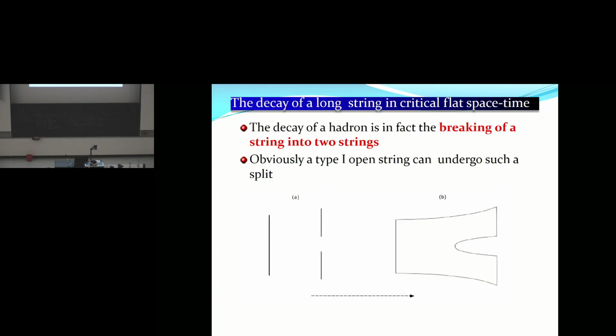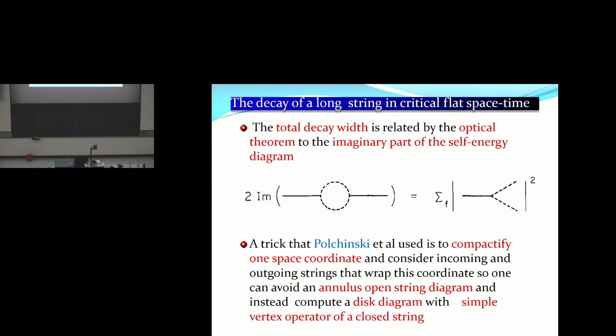Now, a property which is more complicated to get is the decay width. So if I argue that the hadron is a string, then the decay width is just the process of a split of a string into two strings. And to compute the total decay width, we use the optical theorem, and we relate it to the imaginary part of the self-energy diagram, which is complicated to compute.